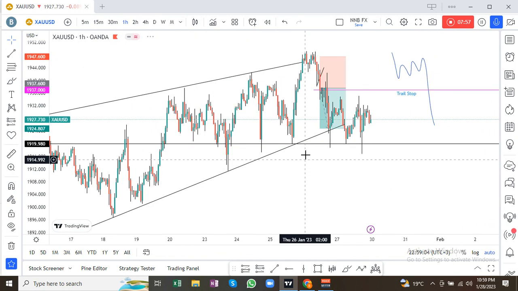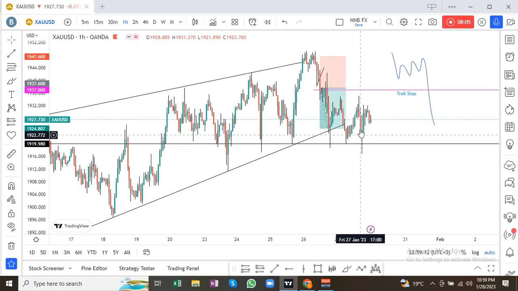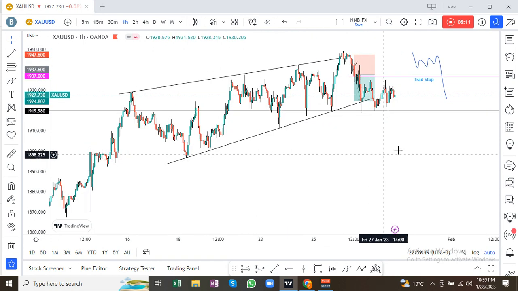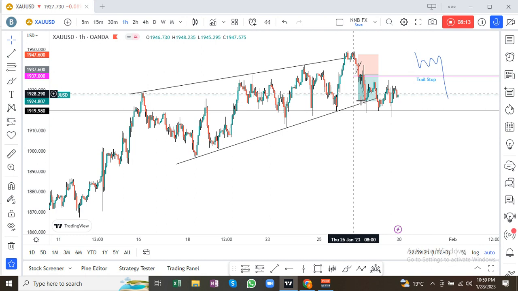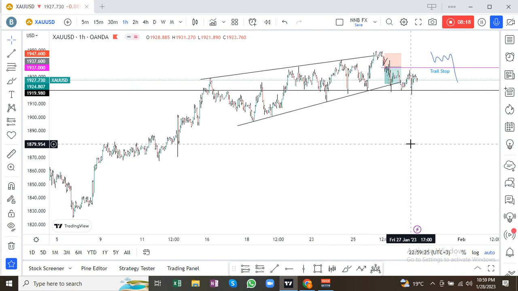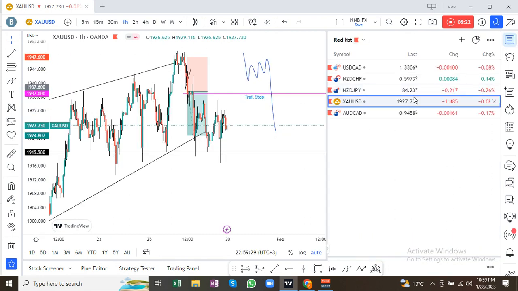The market after that corrected since New York opened Thursday up to Friday when it closed, and that's when I decided to move my stop loss from up here to break even. That trade is still running on Monday. If the market opens and goes up and stops me out, it will stop me out at break even. I wouldn't have lost anything there.